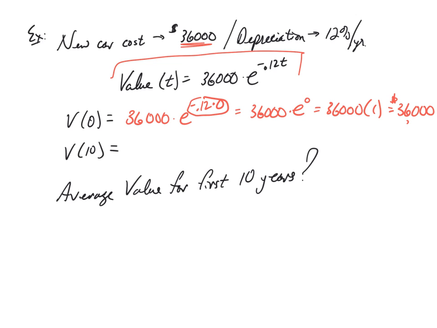My second question, what's the value of the car after 10 years? Well, that would then be 36,000 times e raised to the negative 0.12 times 10 power. This time when you multiply the numbers in the exponent, you don't get 0. What you get instead is negative 1.2. And then e raised to the negative 1.2 is, I'm going to punch that out, there it is, 0.301.